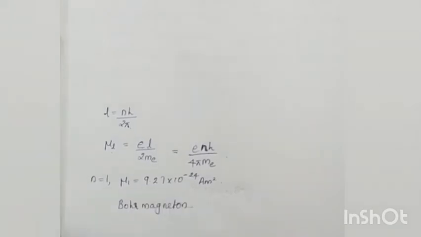So we have seen that a revolving electron has a magnetic moment value which can be related to the orbital angular momentum L, and using Bohr quantization condition we have found another expression for the magnetic moment and the minimum value for the magnetic moment, which is the Bohr magneton, and it is equal to 9.27 into 10 raised to minus 24 A m square.